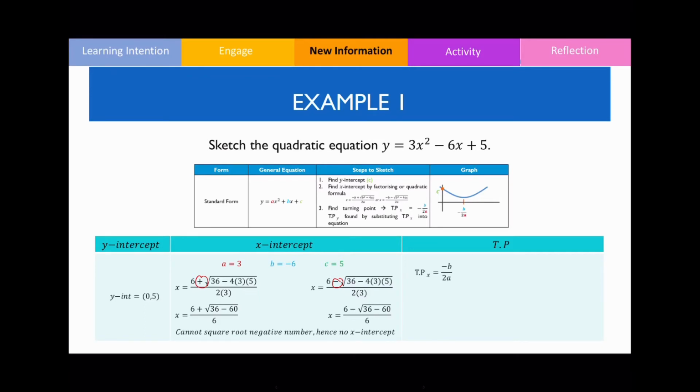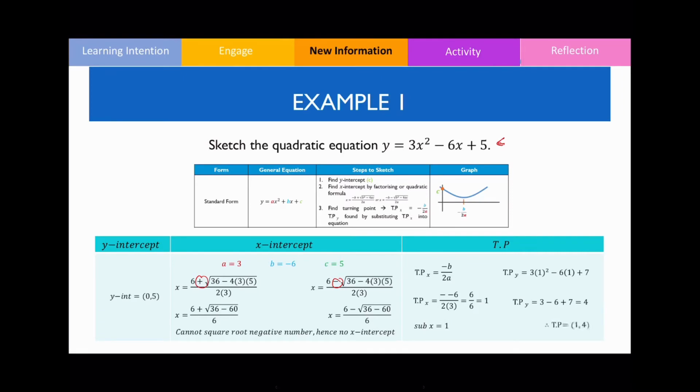And lastly, to find your turning point, you want to be using the formula negative b on 2a. So substitute b, which is in this case negative 6. Two negatives will make a positive, so 6 divided by 6 will give you positive 1. So that's the x value of your turning point. To find out the y value, just substitute that value of x into the original equation. So if you do this, just simplify and you will get a y value equal to 4. Hence your turning point is going to equal (1, 4).